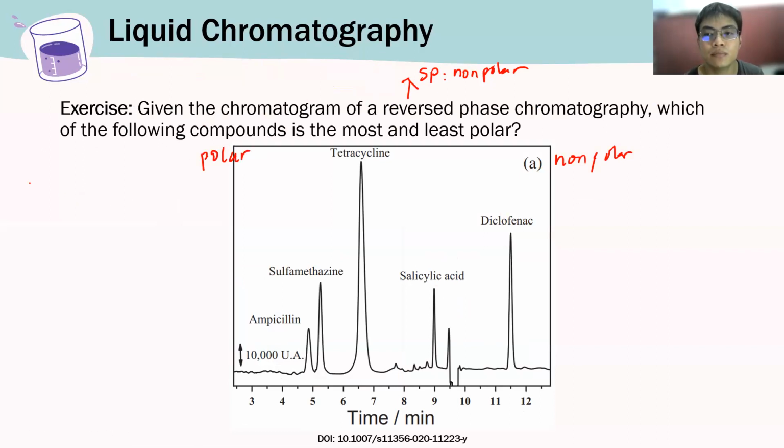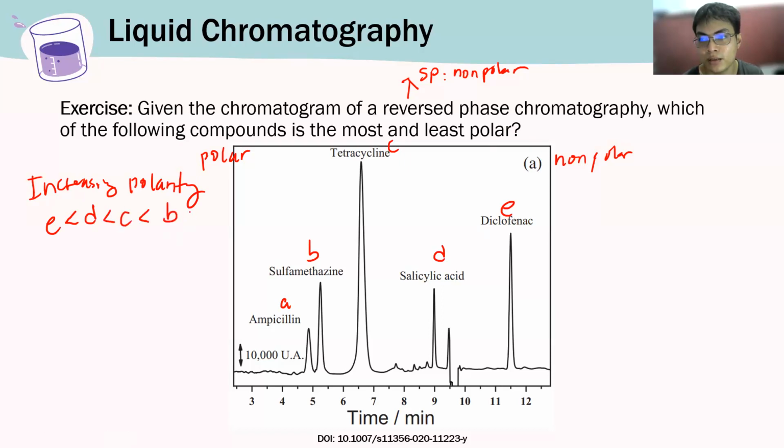So if we rank them by increasing polarity, okay, so I'll label this as A, B, C, D, E. If we rank them by increasing polarity, so it will be E followed by D followed by C followed by B followed by A. Increasing polarity, so from non-polar to polar. No? Ganun. So meaning, the most polar is the ampicillin and the least polar is the diclofenac.